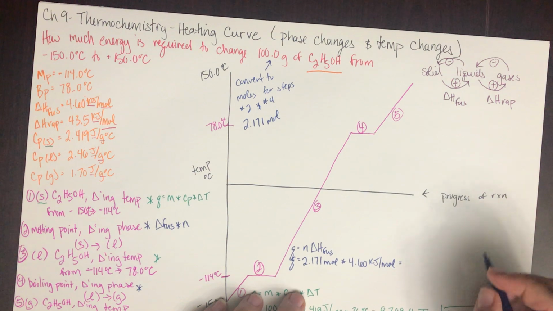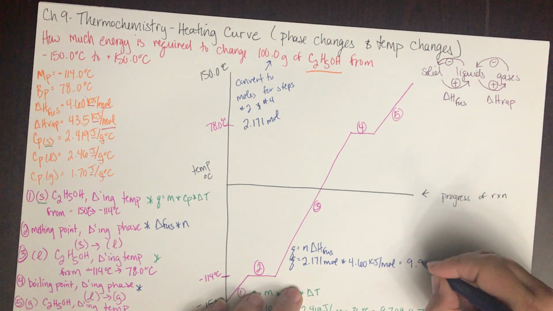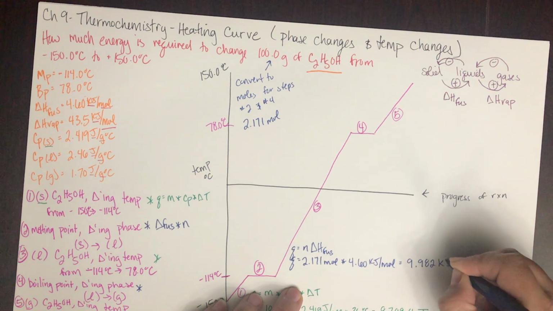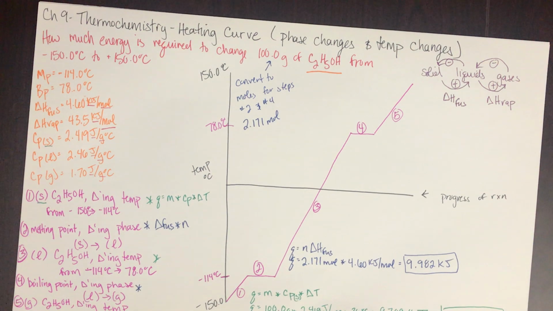And for that, you should get an answer of about 9.982 kilojoules. So this is why I converted this one to kilojoules, because these ones are going to be in kilojoules. And most of the time, enthalpy or energy is in kilojoules, not joules. Doesn't really matter, but that's just the way you're mostly going to see it.